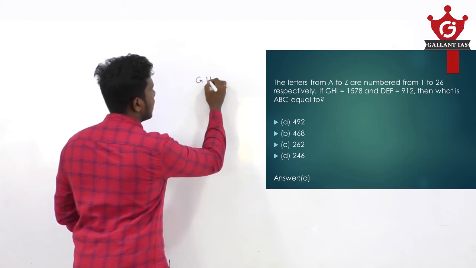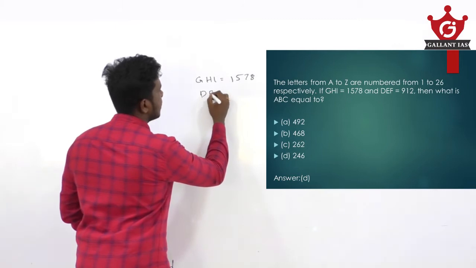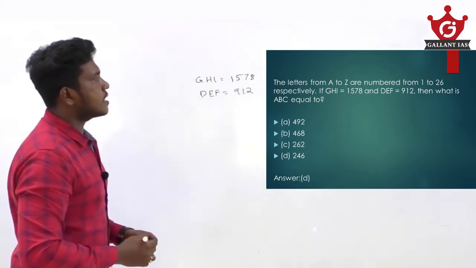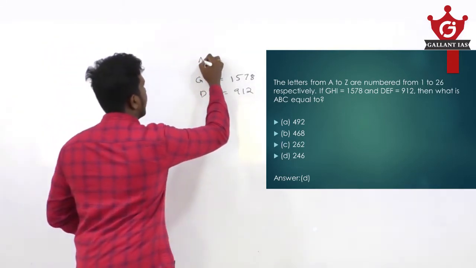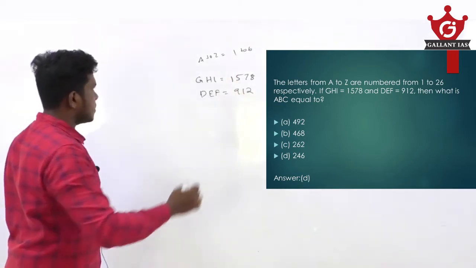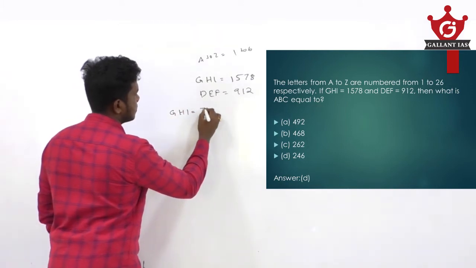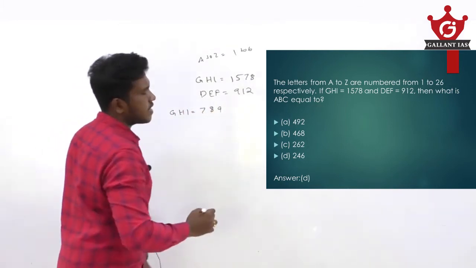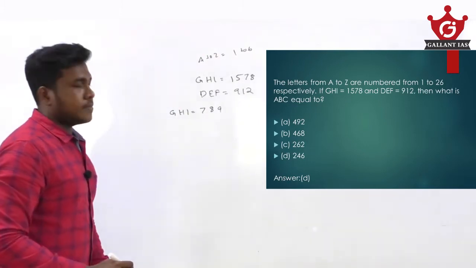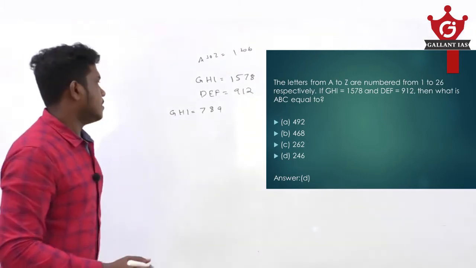So GHI is equal to 1578, DEF is equal to 912. The letters from A to Z are numbered from 1 to 26. Consider GHI. GHI will be 789. Am I correct or not? Look here, G corresponds to 7. Check whether it corresponds to 7.